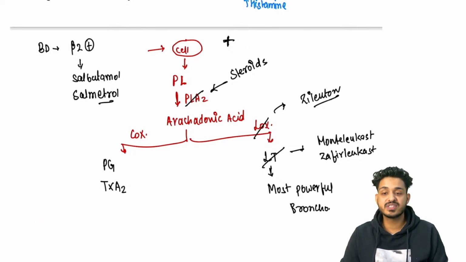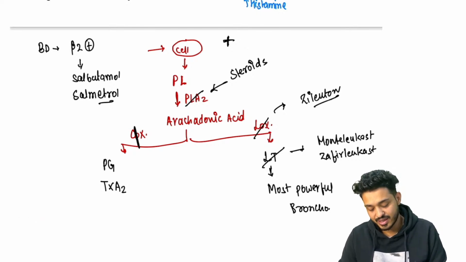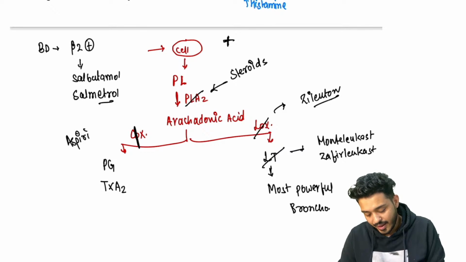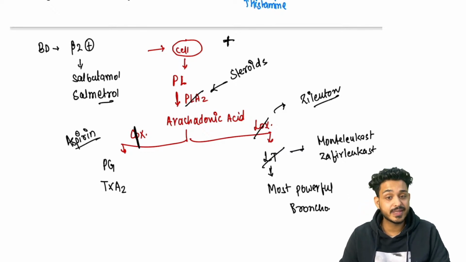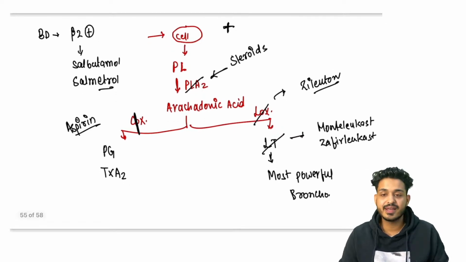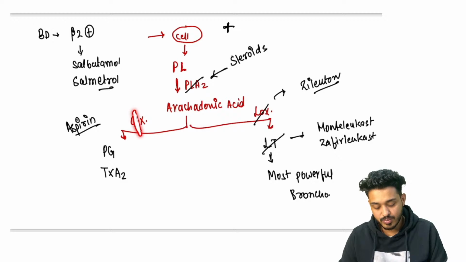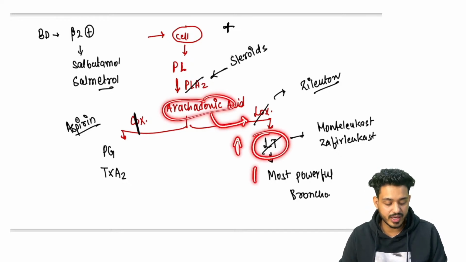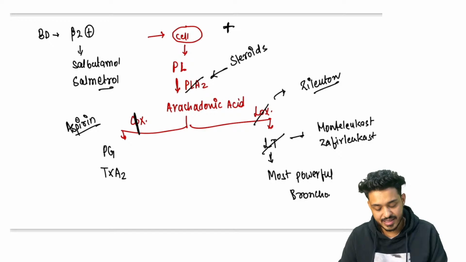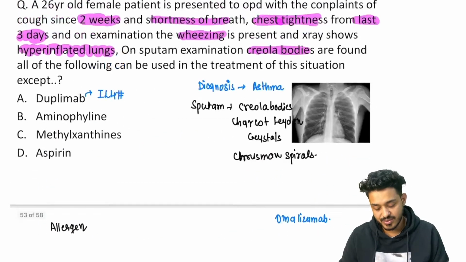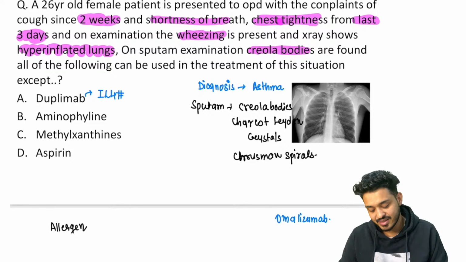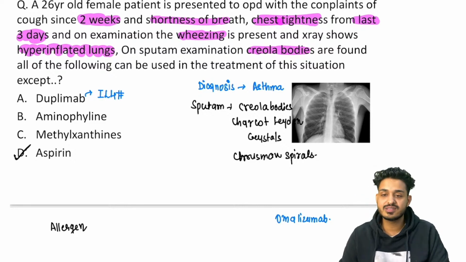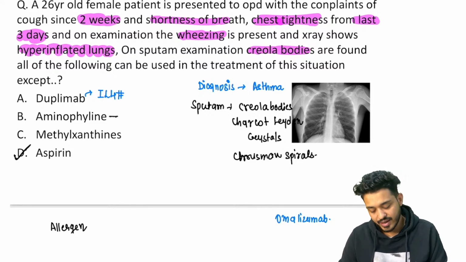Now in our options, we are having one drug which is a COX inhibitor, that is going to be aspirin. And you must have heard a term, aspirin induced asthma, right? So how can this aspirin induce asthma? Look here, it is going to block this COX. Now what is going to happen? All the arachidonic acid will be metabolized here. You will be having more levels of leukotrienes, and this is how aspirin can induce asthma. So in this particular case, aspirin is the drug we cannot use, and this is going to be the answer.